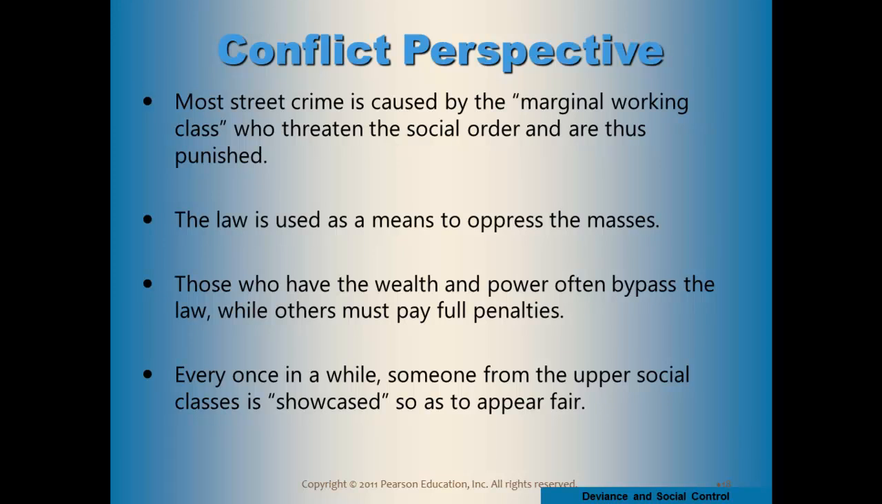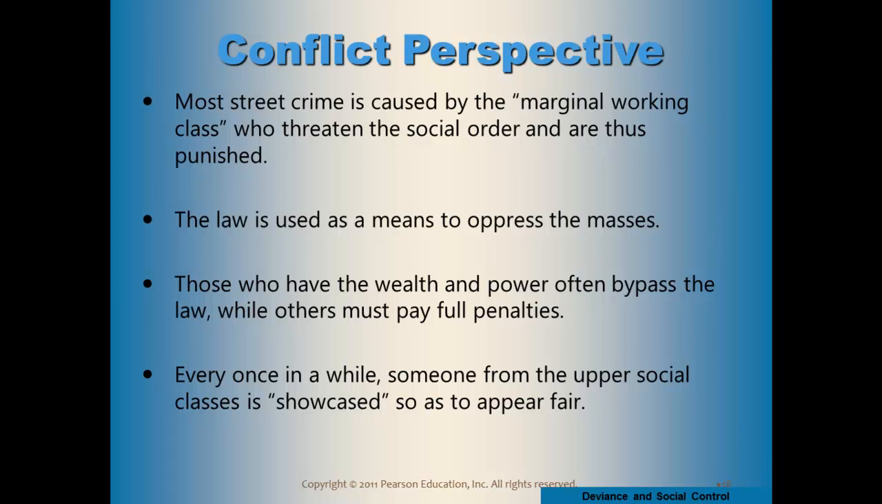Most street crime, according to those individuals who have the conflict perspective, is caused by the marginal working class, that is, those who threaten the social order. This is the people who are in and out of jobs. They're not even really worried about the people who are unemployed chronically, but really looking at the people who get a job and lose a job, or maybe are working but only part-time and not really able to succeed financially because of the limitations of the money they're earning or the position they hold.